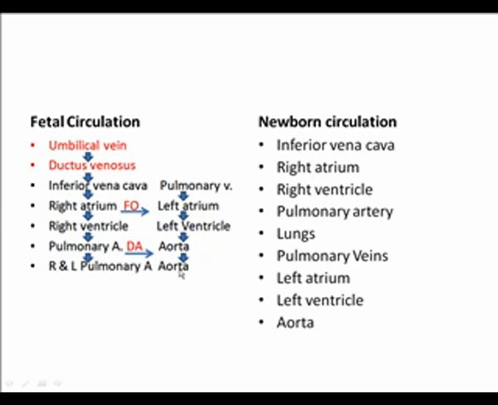Now, what happens at birth? At birth, the umbilical vein is going to cease receiving blood from the placenta. It then is going to close off along with the ductus venosus.